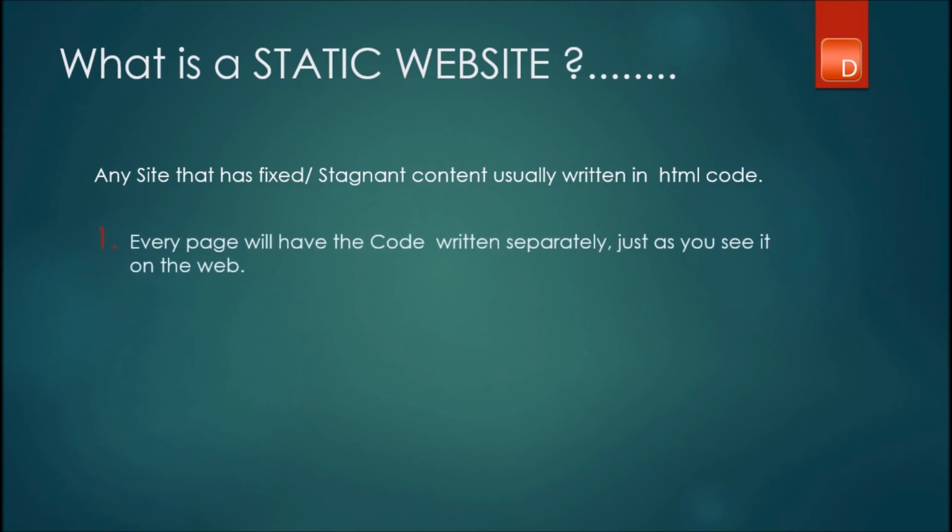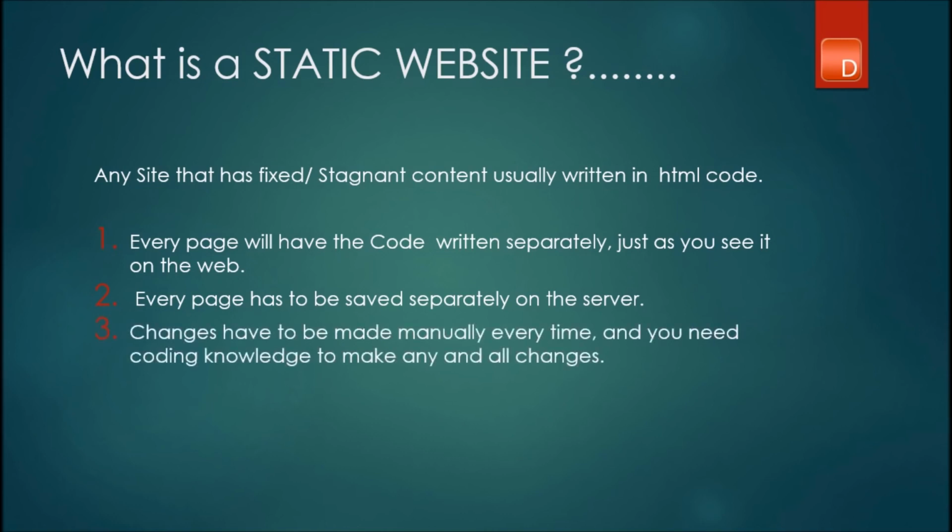Number one, every page of a static website will have the code written separately, just as you see it on the web. Number two, every page has to be saved separately on the server. Number three, changes have to be made manually every time, and you need coding knowledge to make any and all changes. So what do I mean by this?